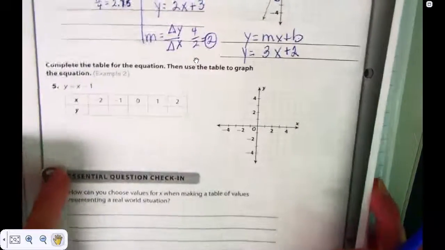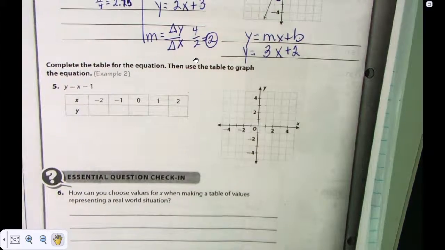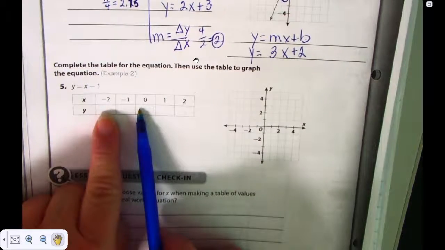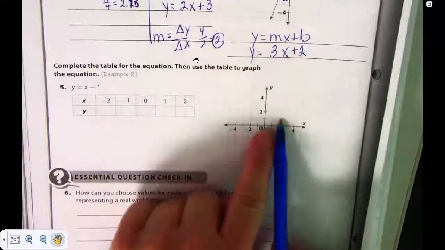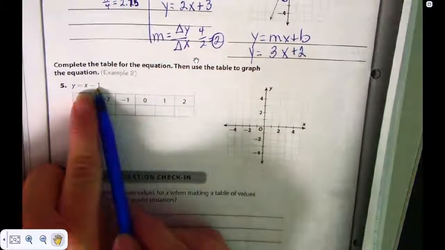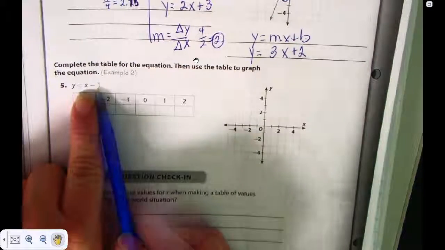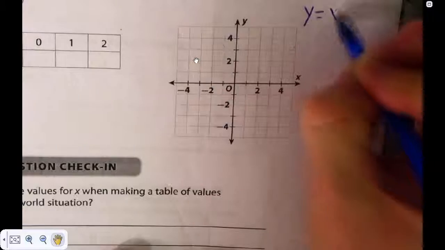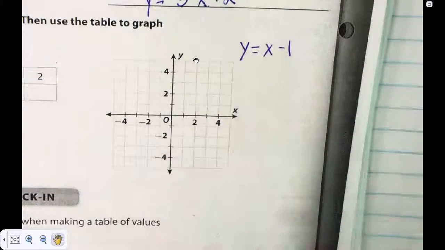Okay, now look at number 5. We've got y equals x minus 1. Instead of doing the points, guys, and graphing it, I'm going to go ahead and show you how to graph it from this equation. So I'm going to make it larger so everybody can see what we're doing. This is important. Put y equals x minus 1 right over here so you can see what we're doing.